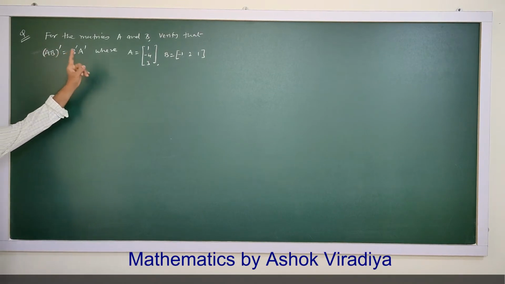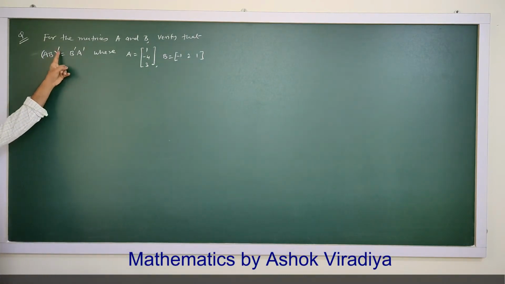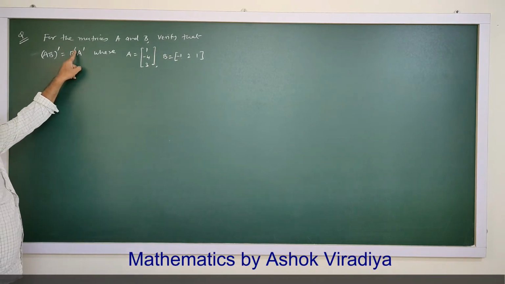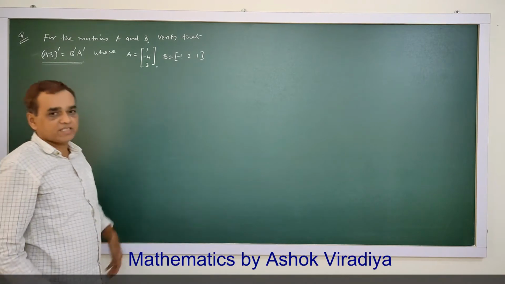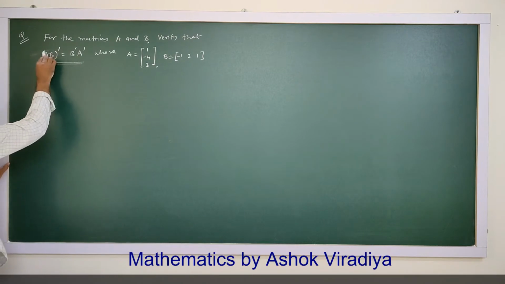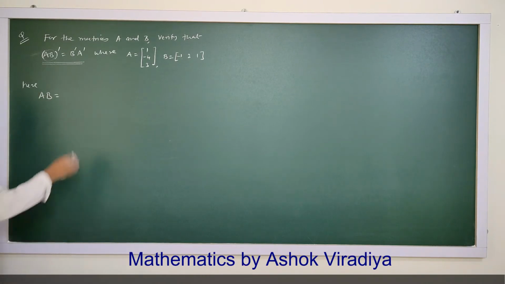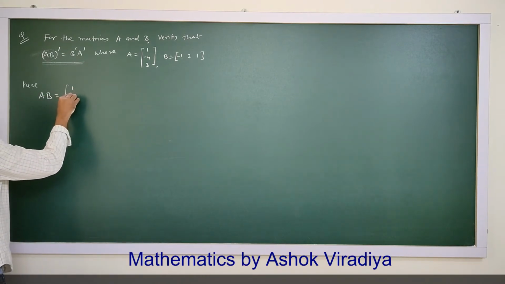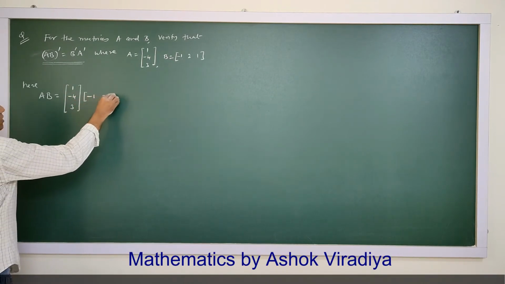For the matrices A and B, verify that the transpose of A into B is equal to the transpose of B into the transpose of A. It's a property, and this property we verify for these two matrices. So first of all, we find the product, here the product of A and B. A is 1, minus 4, 3. B is minus 1, 2, 1.